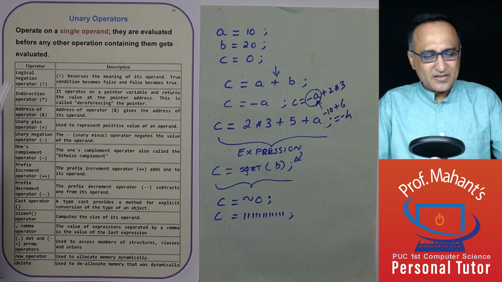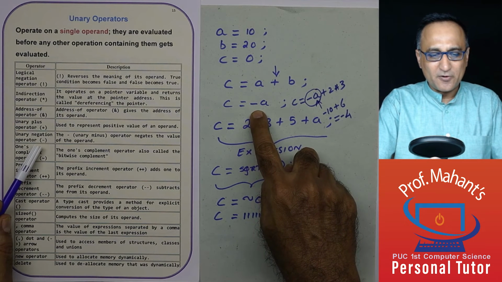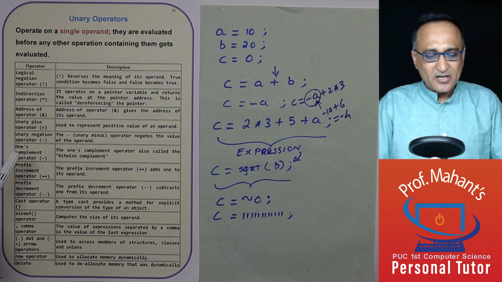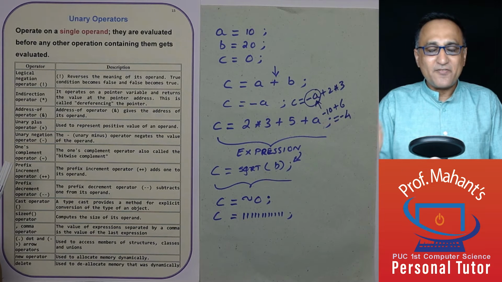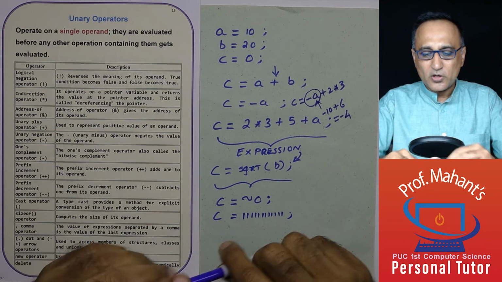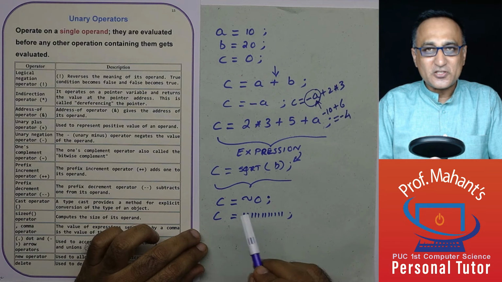Examples of unary operators are logical not, pointer operator, address, unary plus, unary minus. This minus was an example of a unary operator. Now there's a complement operator. Complement, what it does is, everything is stored in binary. What a complement does is, if it is ones, it makes it zeros. If it is zeros, it makes it ones.